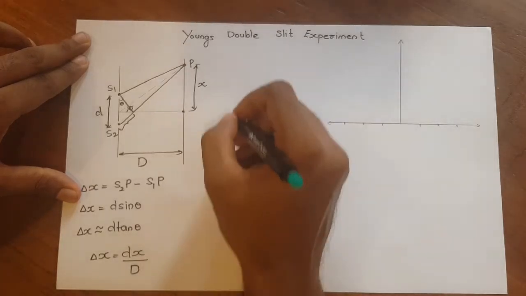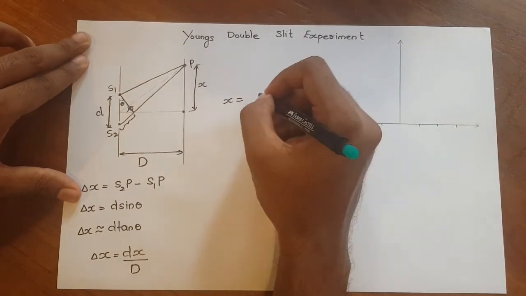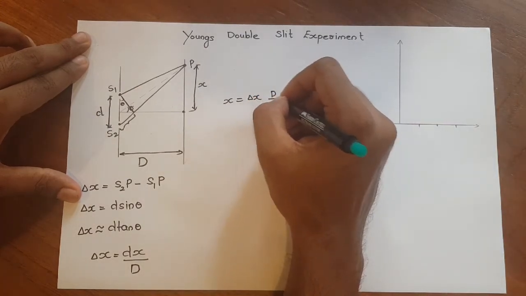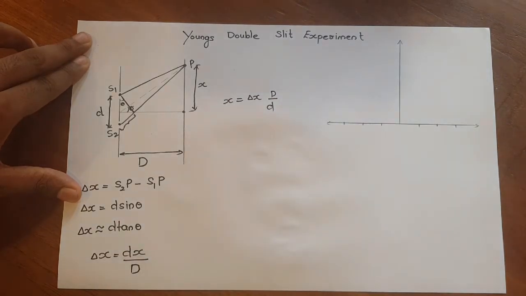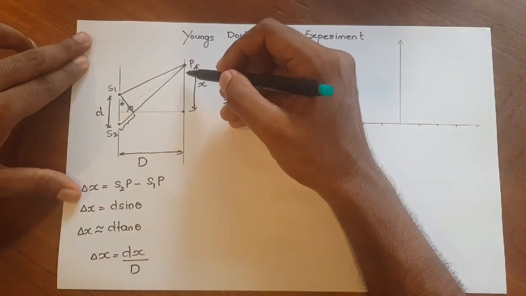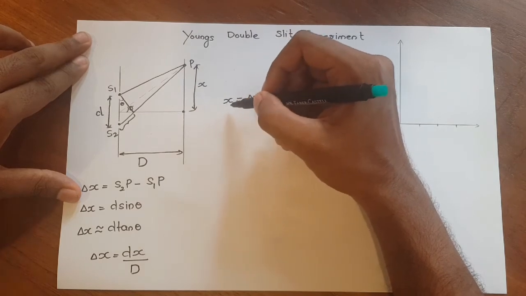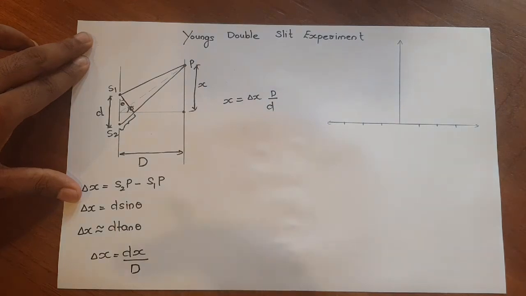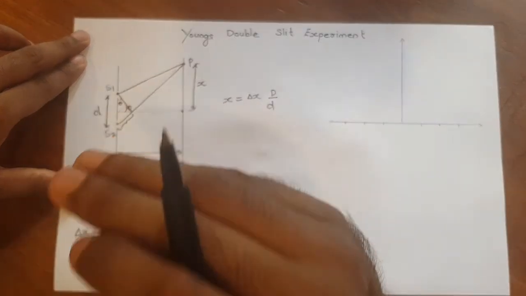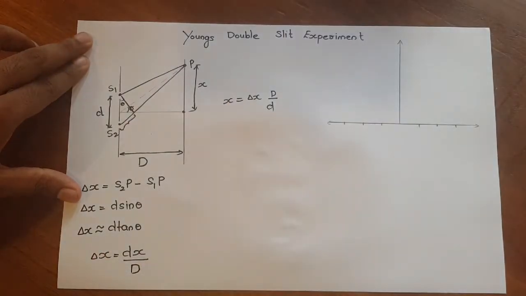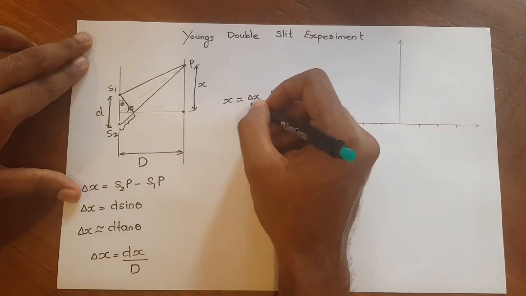And now I am rearranging this in terms of x, that is x equal to delta x into capital D by small d. Why did I do this? I now have a general condition of x. X is nothing but the distance of this point from the center of the screen. So if the value of x changes, which means we are looking at different points on the screen. At which points will we get bright spots and at which points will we get dark spots? That is my question, which can be clearly indicated by the value of path difference.